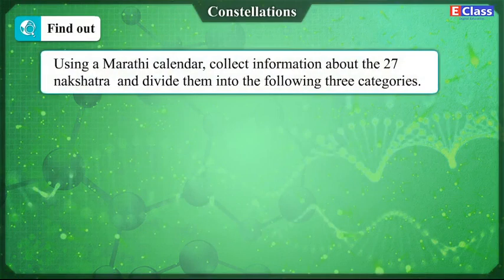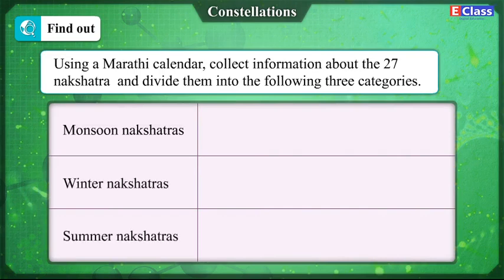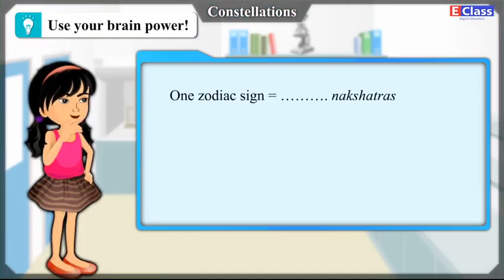Find out. Using a Marathi calendar, collect information about the 27 nakshatras and divide them into the following 3 categories: monsoon nakshatras, winter nakshatras, summer nakshatras. Use your brain power. One zodiac sign is equal to dash nakshatras.